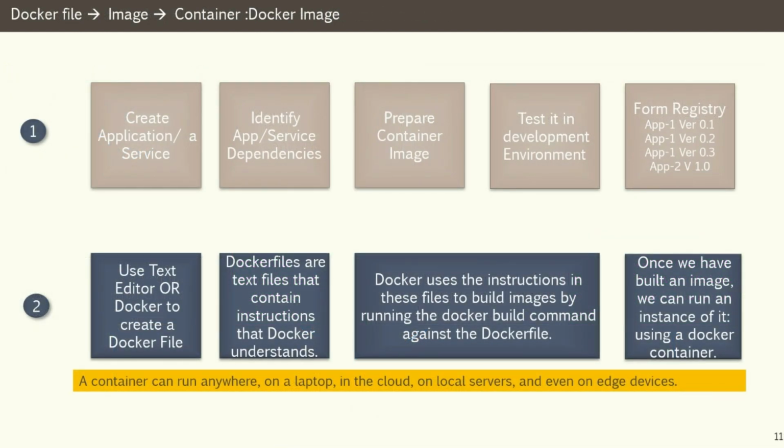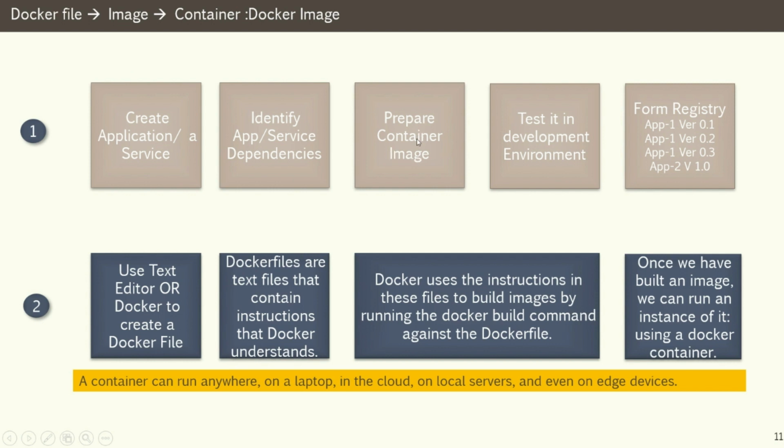Now let's see more about Docker file, image, and a Docker container. Here, if you see on the top, you have the first step, creating application or service using your standard tool. Let's take it's a .NET application with REST API. Identify the application specific dependencies, be it web.config or app.config or any other application specific initialization routines, are all identified as dependencies. Use Docker software and then convert it into a container image.